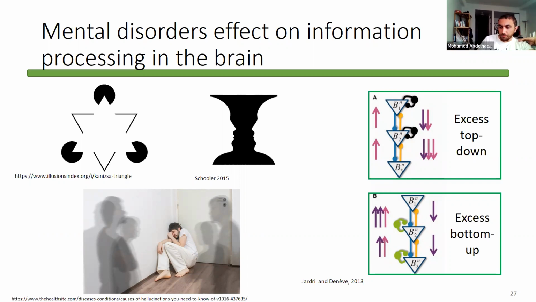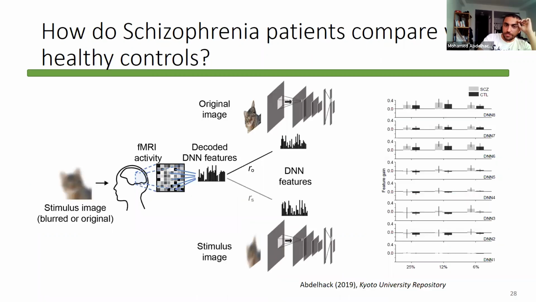So those are the two hypotheses for the reason why hallucination happens in something such as schizophrenia. At the time when we had this study done, that's when I moved to Kyoto University Hospital, and we started looking at the same idea, but we wanted to look at how schizophrenia patients compare to healthy controls.